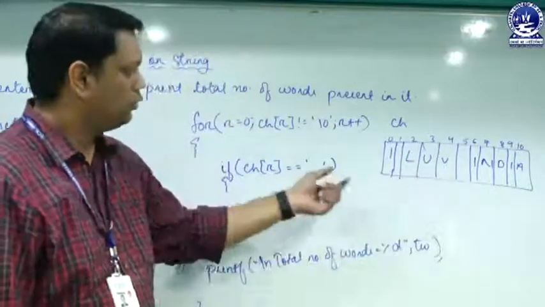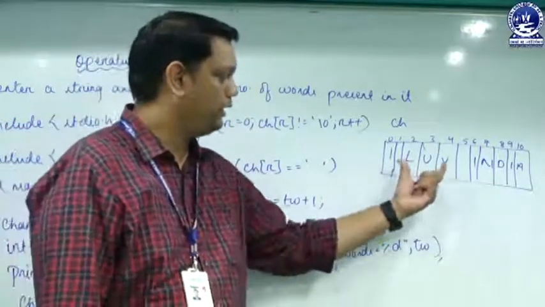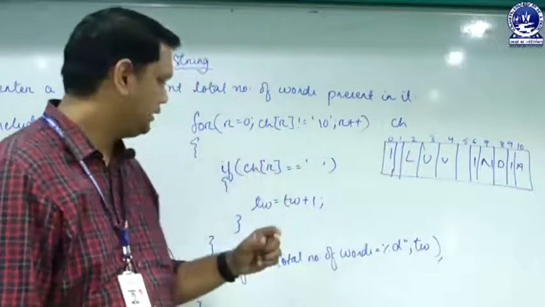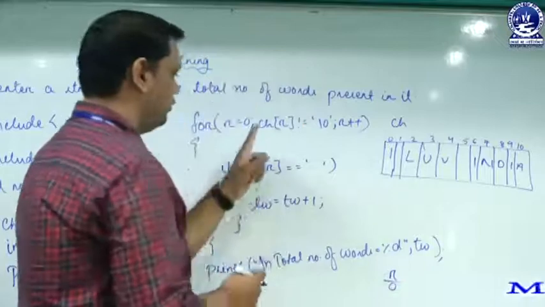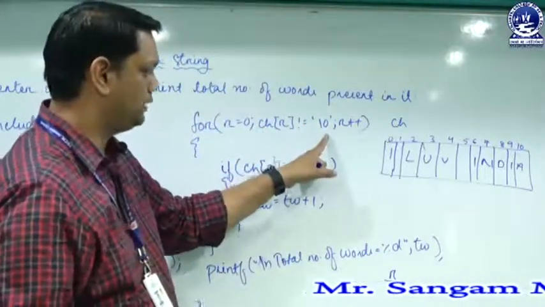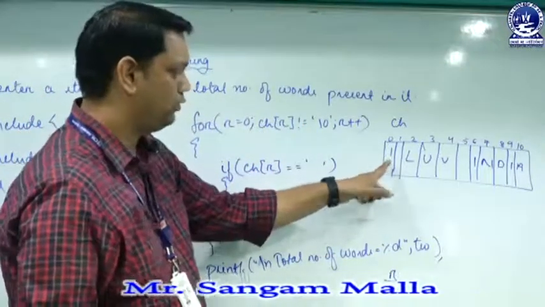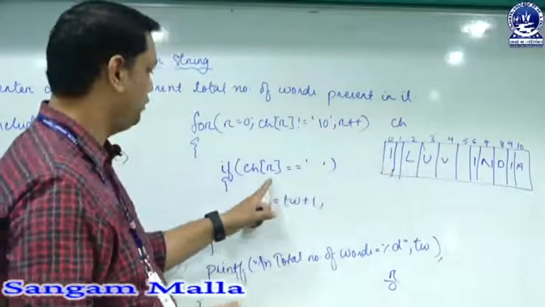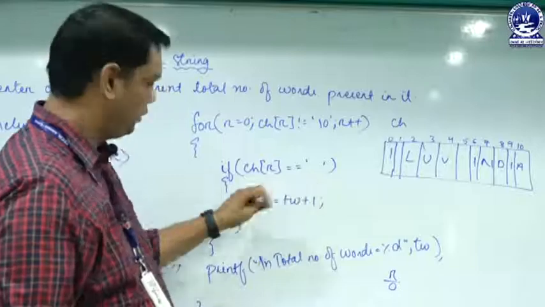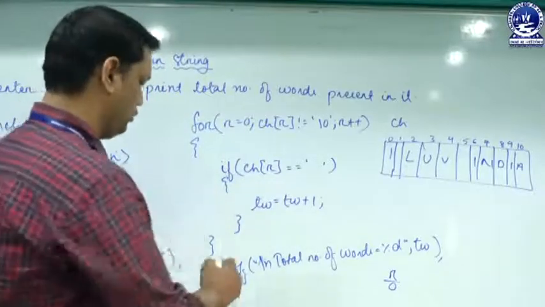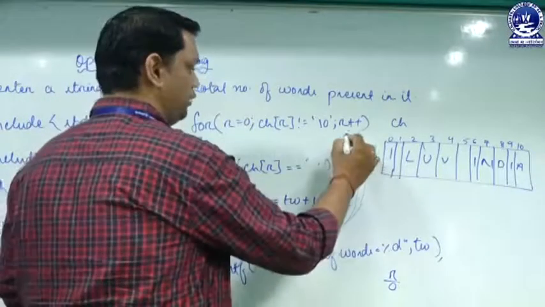That means the total number of words is always 1 more than the number of spaces. Now you can see r equal to 0. It will check whether ch of r is not equal to \0. I is not equal to \0, yes, true. It will come over here and check: is there any space in ch of 0? No. The condition will not be satisfied over here, so it will move to r++.